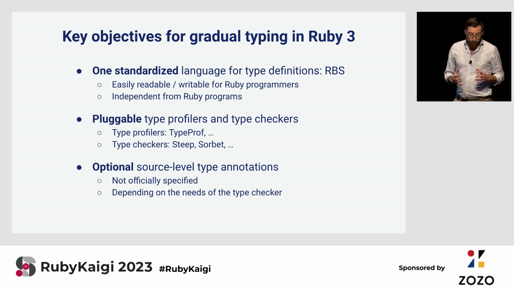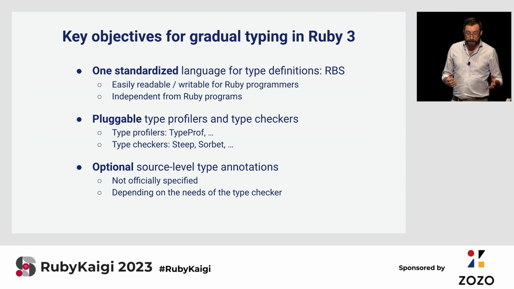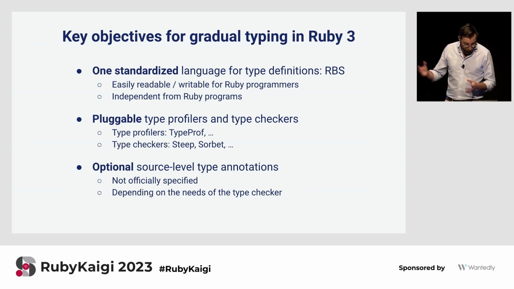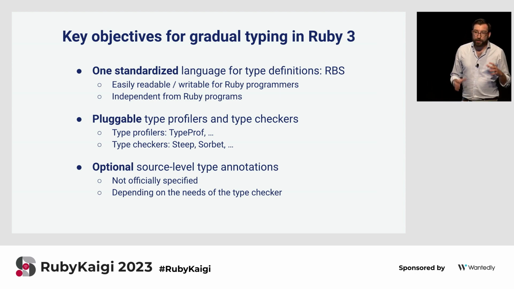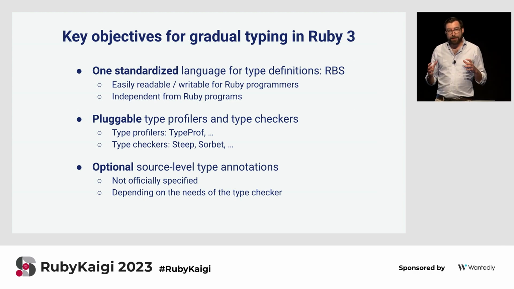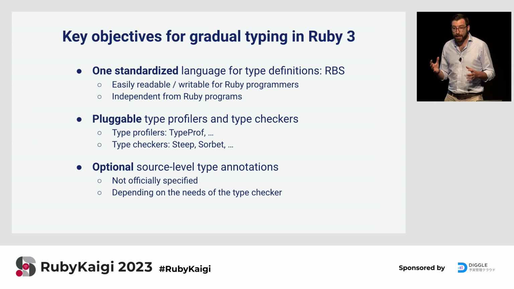It's meant to be pluggable. You come with a type profiler or a type checker that you like that fits your needs. So you can bring TypeProf, you can bring Steep, Sorbet, or whichever type checker comes to exist after those few years. And it allows for optional source-level type annotations. So things such as casts are allowed, but they are specified not by Ruby, but by the type checker that you're going to bring in your solution. And those type annotations would depend on the need of the type checker.